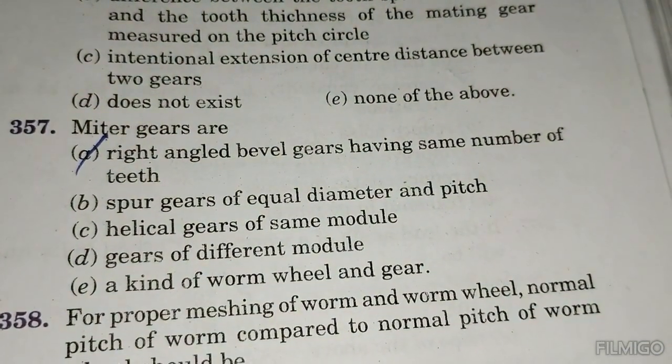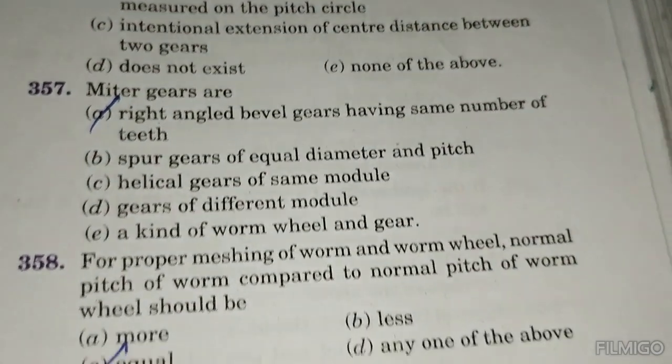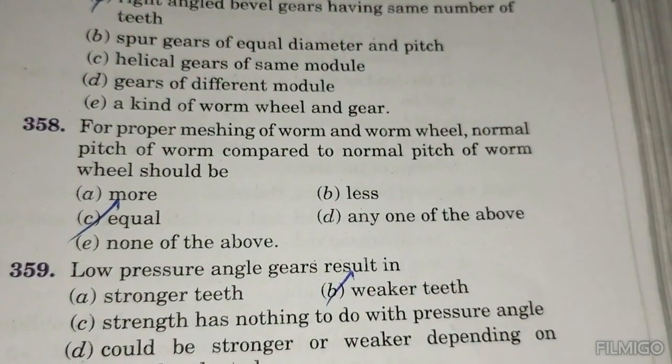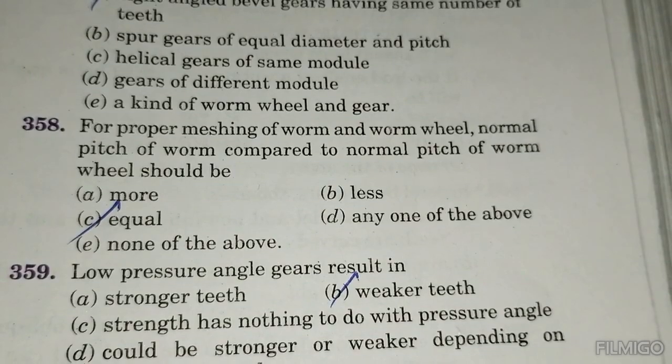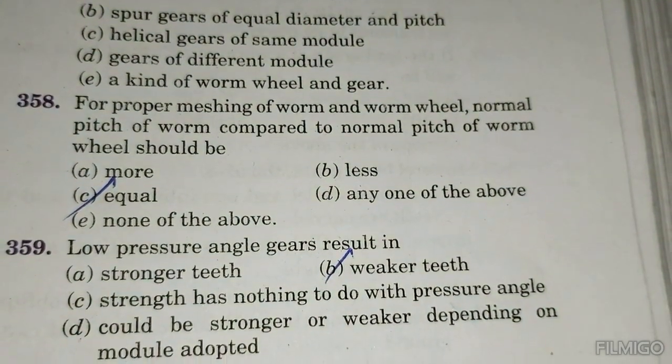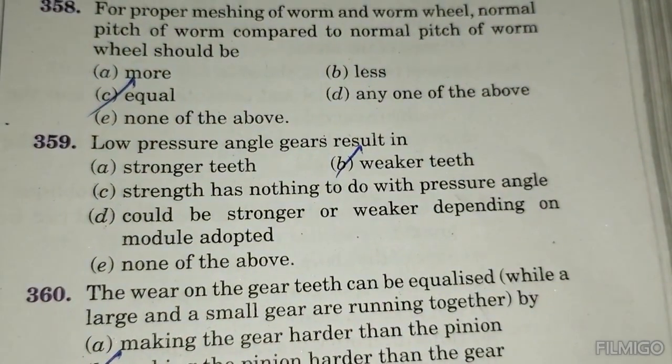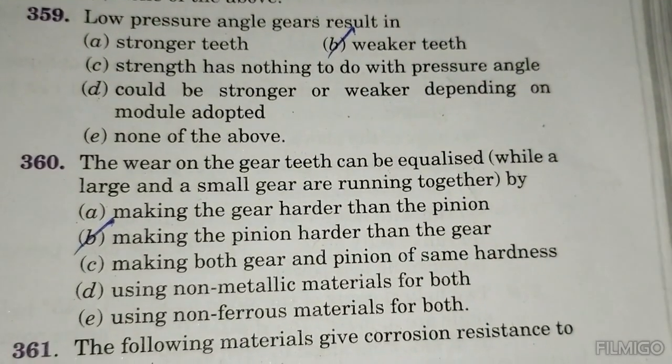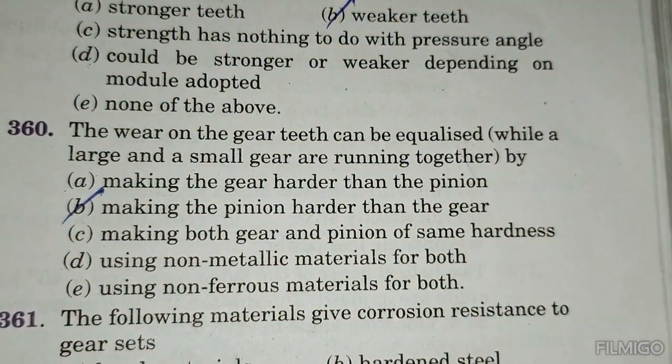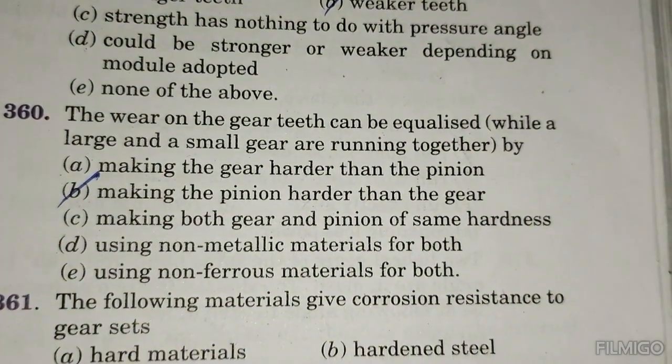Miter gears are right angle bevel gears having the same number of teeth. For proper meshing of a worm and worm wheel, the normal pitch of the worm compared to the normal pitch of the worm wheel should be equal. Low pressure angle gears result in weaker teeth. The wear on gear teeth can be equalized by making the pinion harder than the gear.